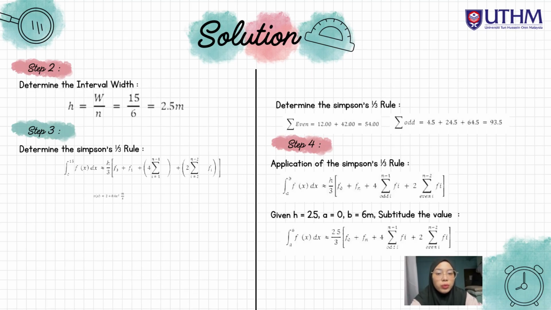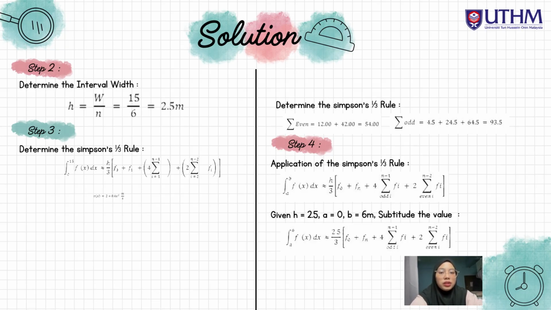For step 2, we have to determine the interval width. We divide the total surface width by the number of intervals, which is 50 over 6. We will get the answer 2.5 meters.